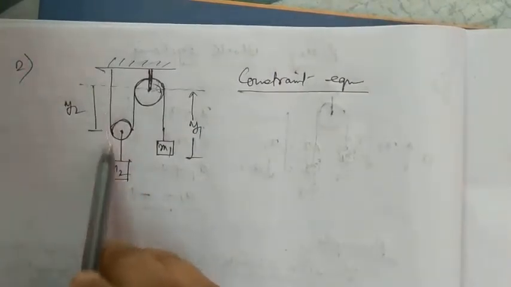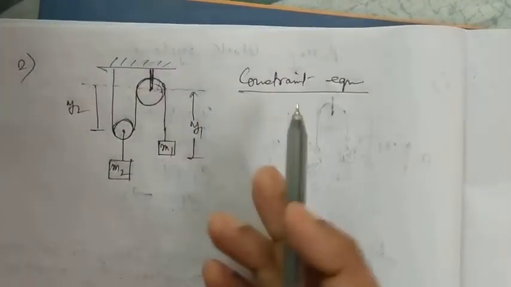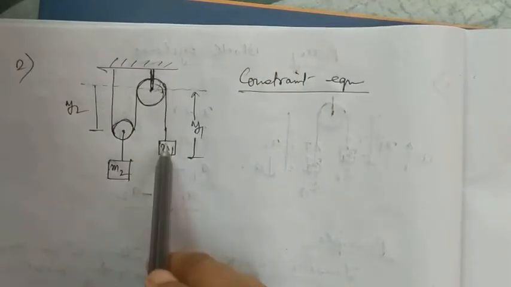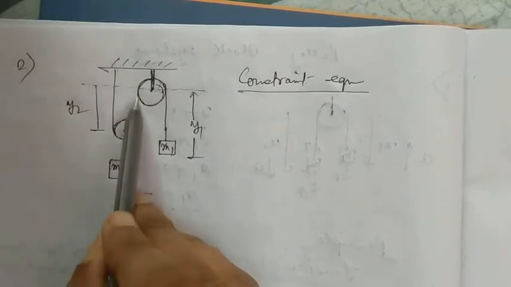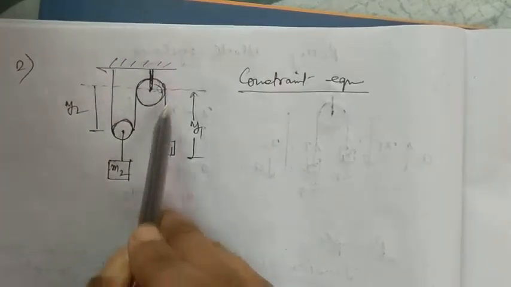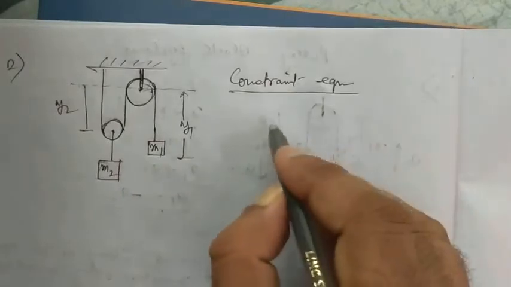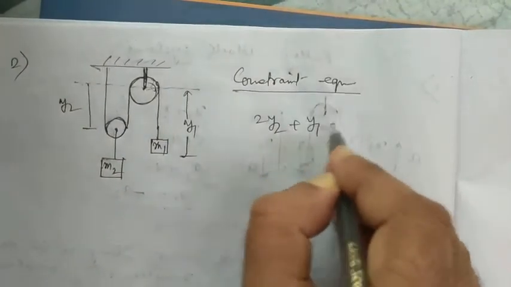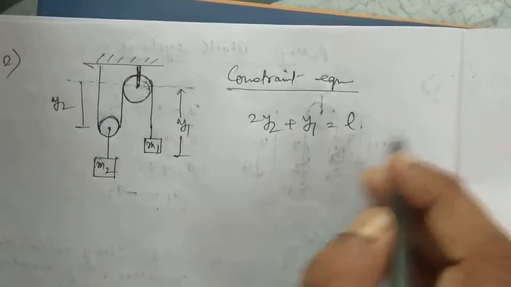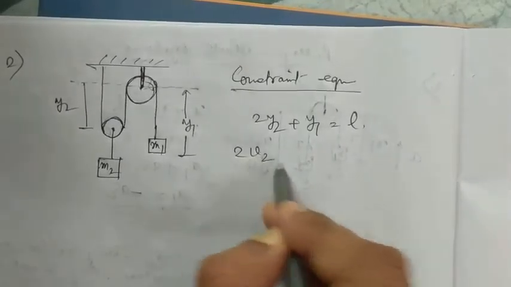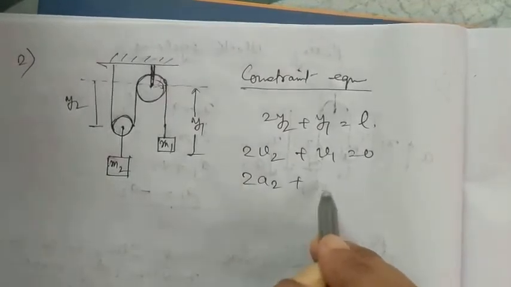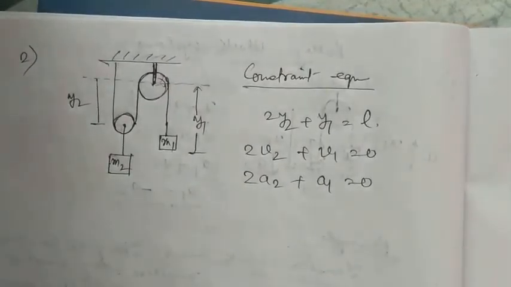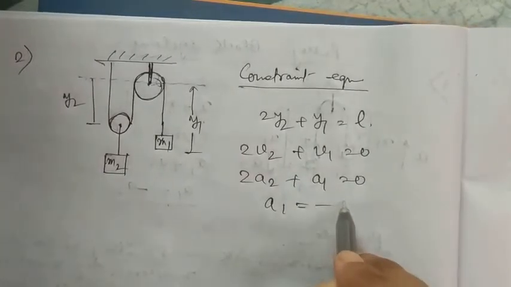The length of the string, or rather it is a single string case. So here is one y2, here is another y2, and here is y1. Neglecting the other parts on the pulley, we get the equation 2y2 plus y1 is equal to L, supposing L is the length of the string. Now differentiating it, we get 2v2 plus v1 is equal to 0, and differentiating a second time, 2a2 plus a1 is equal to 0. So a1 is equal to minus 2a2.